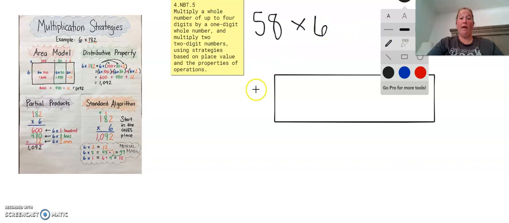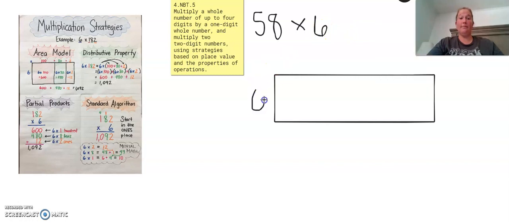So let's say we have our width of 6. Now, we're going to break this 58 up again. We're going to decompose it into two different parts. It's going to make it easier. So we know we have 50 plus 8. Now we have two different rectangles to find the area of. And in 3rd grade, you learn to find the area of a rectangle. You multiply length times width, okay?